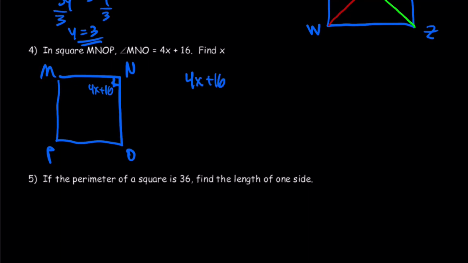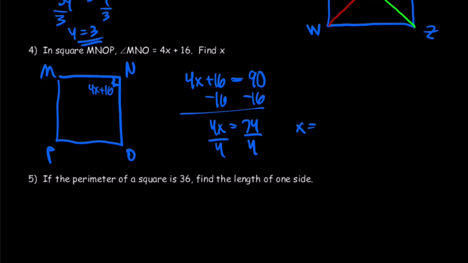4x plus 16 equals 90. Let's subtract 16 from both sides. 4x equals 74. Divide by 4. And x is going to be, throw that in the calculator, 18.5. It's one of the easier examples we're going to have, right? If I give you the angle of the square, you just set equal to 90, solve, and you're done.